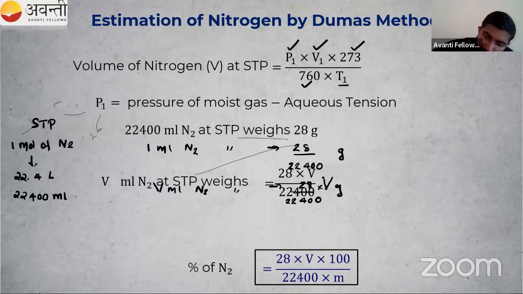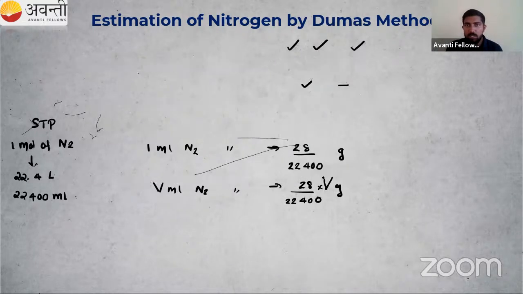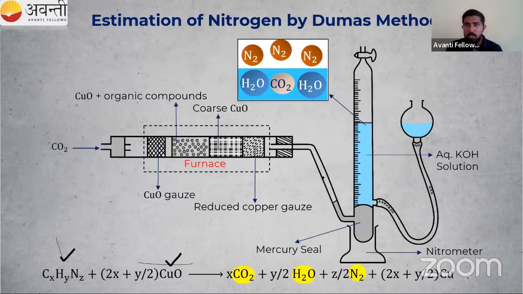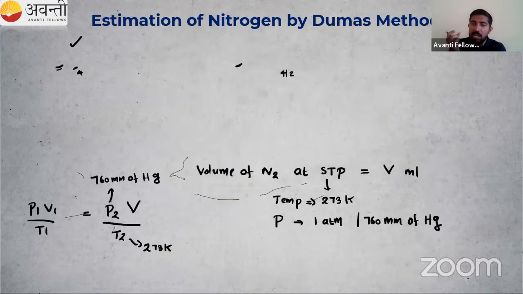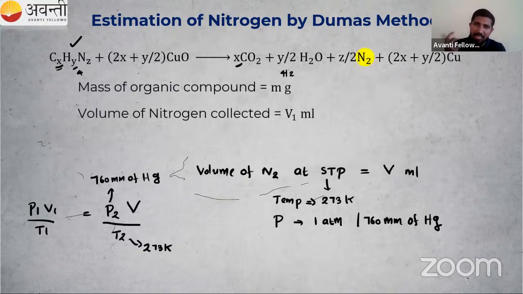So what is happening in our Dumas method? Go through that once more. In the Dumas method, copper oxide plus organic compound, then different products are formed: carbon dioxide, water, nitrogen, etc. Nitrogen gas is present and water is also present. So we can calculate the pressure of nitrogen, the other pressure, and the volume.